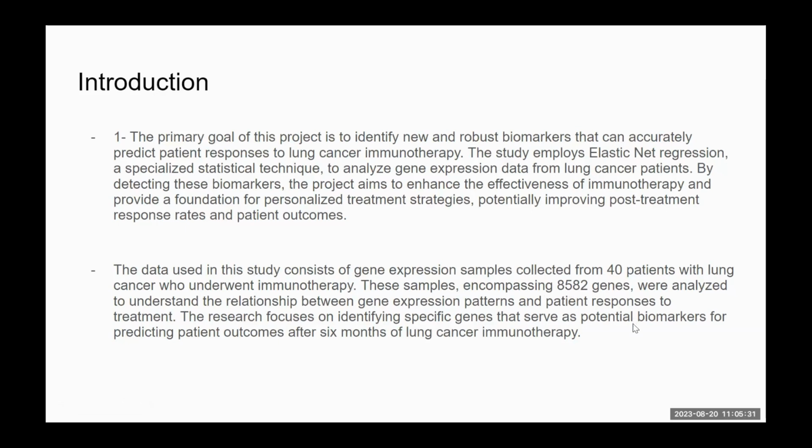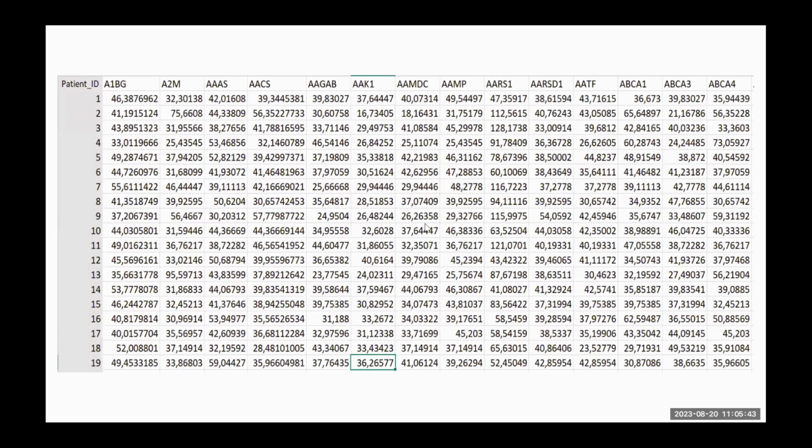The research focuses on identifying specific genes that serve as potential biomarkers for predicting patients' outcomes after 6 months of lung cancer immunotherapy. So this is a screenshot from our data sets. It looks like this. These are gene expressions, gene names, and patients' IDs.